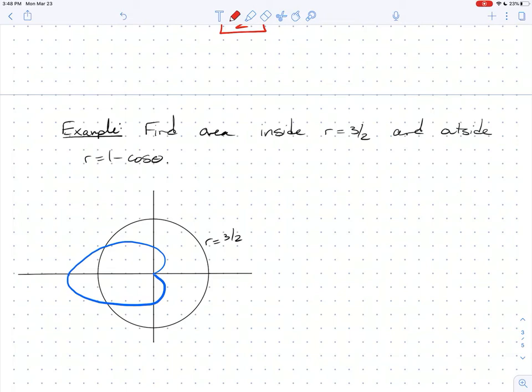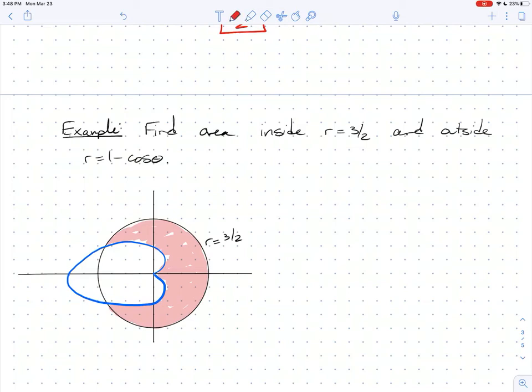Interesting question. So I want to be inside the circle, and I want to be outside the cardioid. So just to be clear here, the area that I want is over here. It would take too long to draw it in nicely, so I'm just going to kind of scribble it on there. You get the idea. That's the area that I want. Good enough. How am I going to do that?